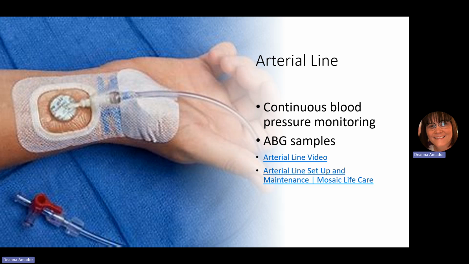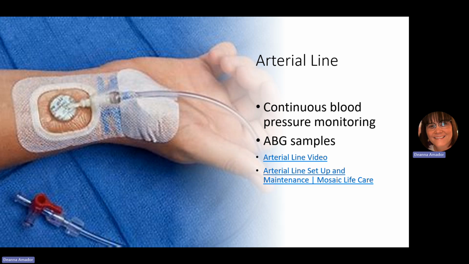So this is a picture of an arterial line. As you can see, they use a stabilizer after they insert it into the artery to hold it in place, and it's taped down very well. Obviously, if this comes disconnected, the patient can bleed to death because it's in an artery.